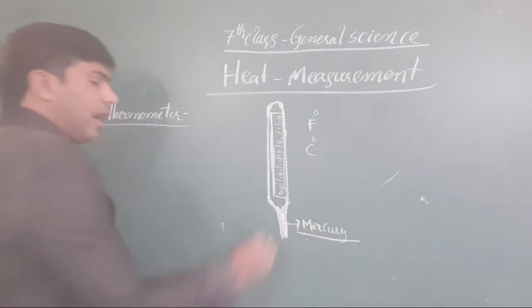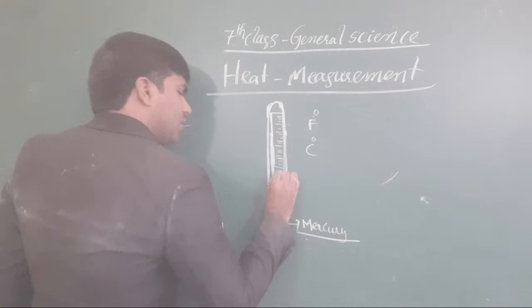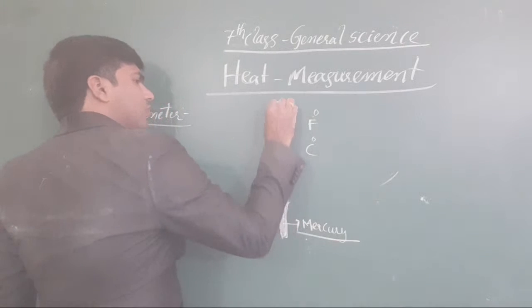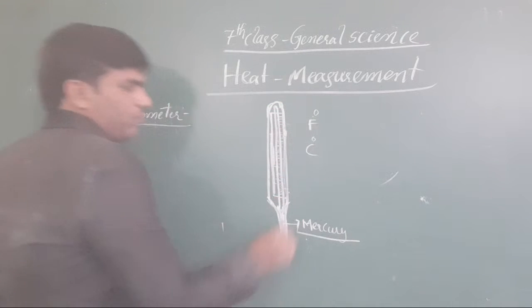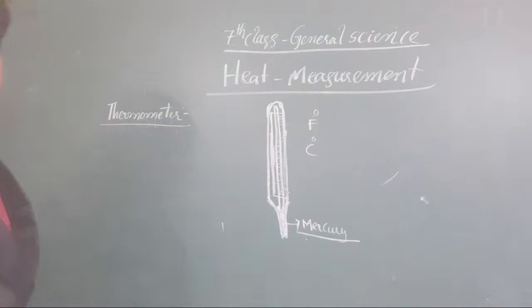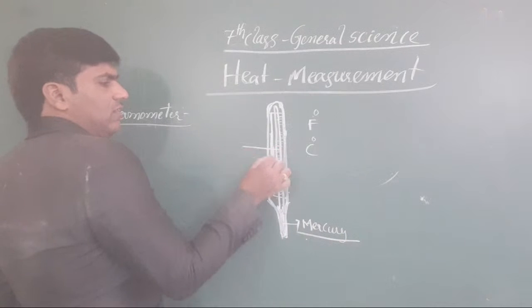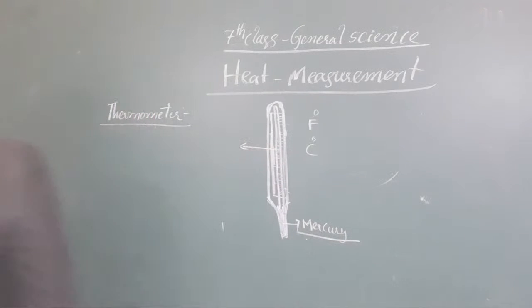Okay, clear or not? And this mercury is attached with one capillary tube. Okay, clear or not, all of you? Yes, the capillary tube is attached with the mercury. This is one capillary tube. It is there here. Understood or not, all the students? One capillary tube it is. Okay, clear?